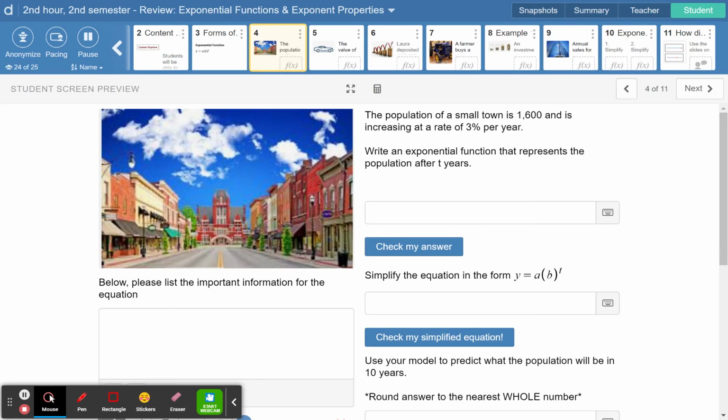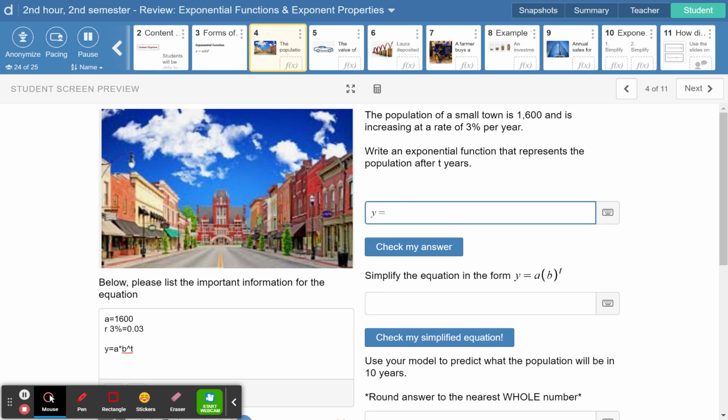All right, so in this problem, we have the population of a small town, which is our initial value, so 1,600, and it's increasing at a rate of 3%. So we are not allowed to have percentage, so we have to divide by 100, and we're going to get 0.03. Now, A times B raised to the t is our equation.